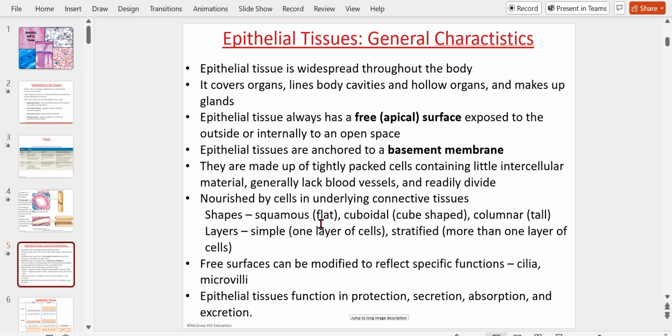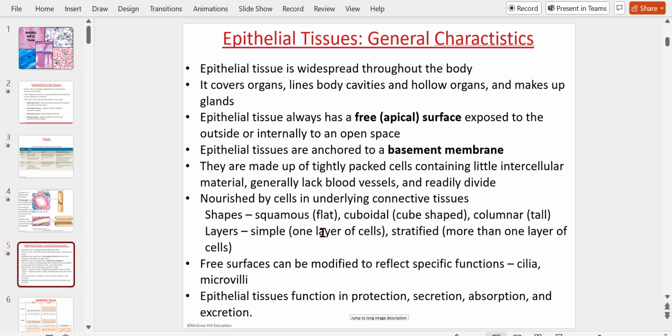Epithelial cells, general characteristics. Epithelial tissue is widespread throughout the body, covers organs, lines body cavities and hollow organs, and makes up glands. Epithelial tissue always has a free surface, exposed to the outside or an internal space called a lumen. Epithelial tissue is anchored to a basement membrane. It is made up of tightly packed cells containing little intracellular material. Generally, it doesn't have blood vessels and is readily able to divide. It's nourished by cells in the underlying connective tissue.